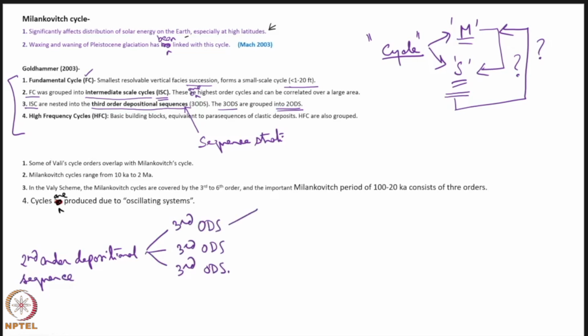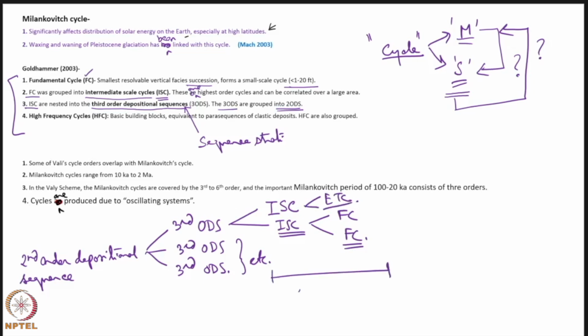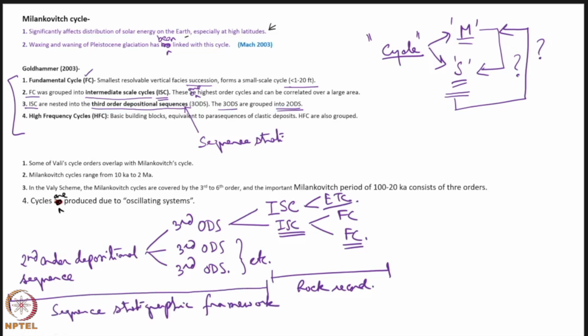These third order depositional sequences can be broken into several intermediate scale cycles. Now, these ISC can be broken into several fundamental cycles. So, this means the rock record can help to conceptualize the sequence stratigraphic framework. Now, some of these cycles which are found in sequence stratigraphy actually overlap with the Milankovitch cycle.